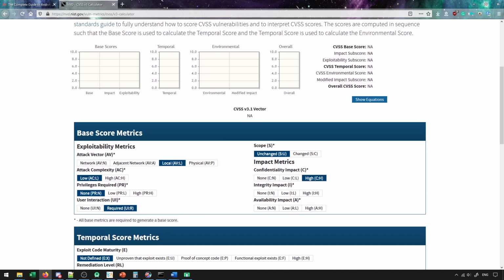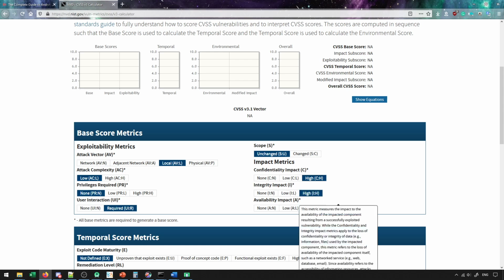Integrity is looking at data that you can edit. Can you actually alter data at all? So, if you can alter data that is significantly important and causes a huge impact, that's a high level. If you can edit data that's sort of trivial, then that's a low level. If you can't edit any data, then there's no integrity impact. Typically with SQL injections, we can edit data. So let's assume that we can edit any data in the database. That would be a high integrity impact.